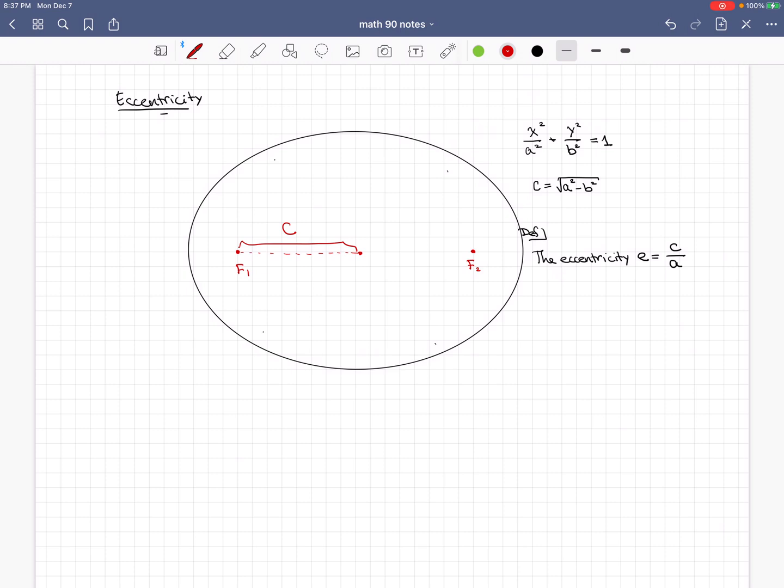Now, of course, because C is always going to be less than A, the foci are always on the inside of the ellipse. That tells us that the eccentricity is always going to be less than 1, but greater than 0. So the eccentricity is a number between 0 and 1 that tells us essentially how smooshed of a circle your ellipse is.